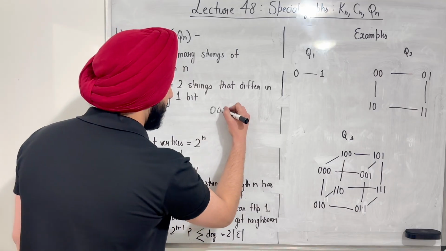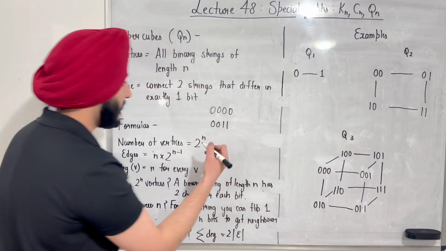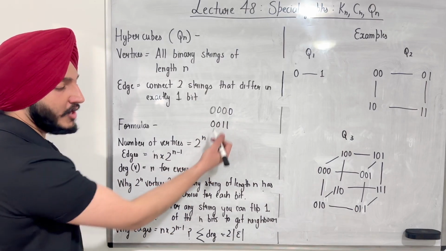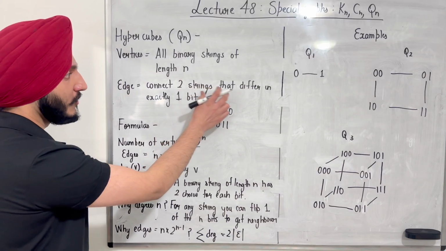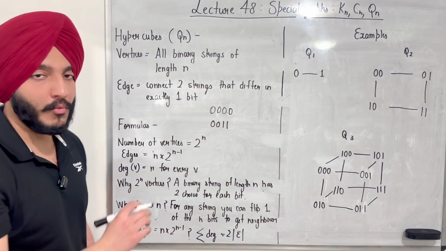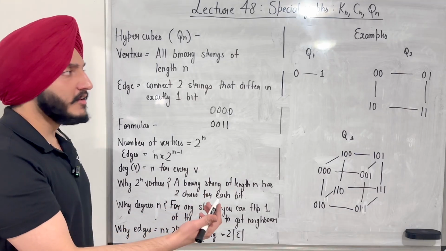If I had 0, 0, 0 and I change 2 of these bits, over here I've changed 2 bits instead of 1. So this says an edge connects strings that differ in exactly one bit. Very important to understand. So let's take a look at the examples.